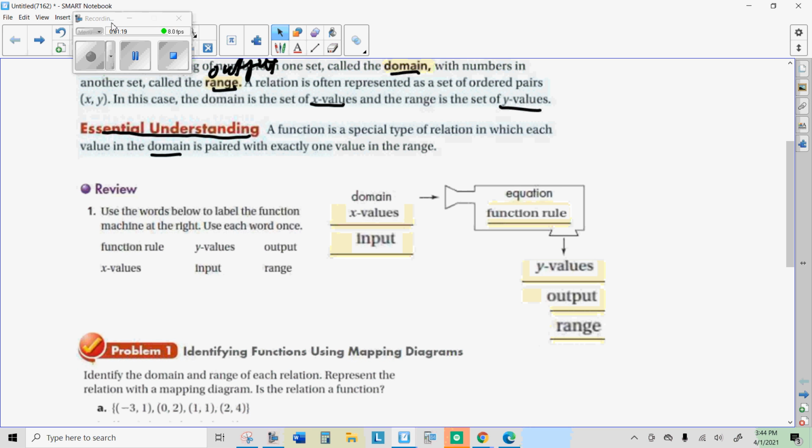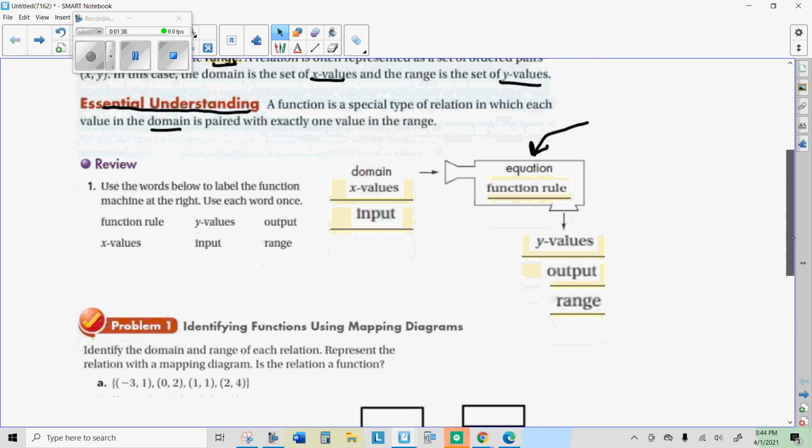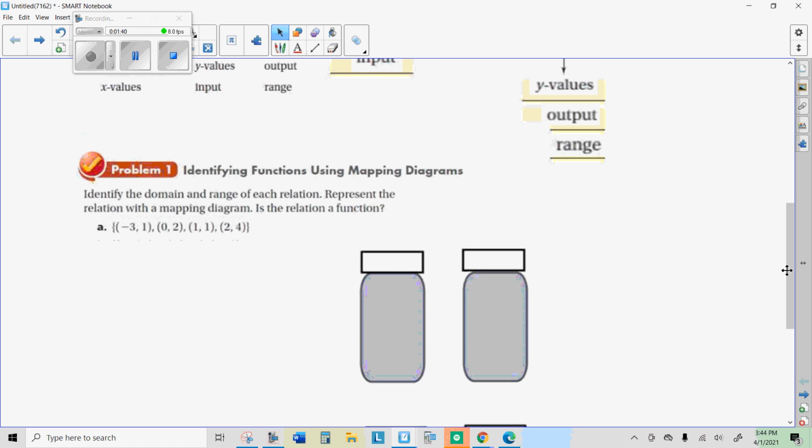Here you go. How'd you do? So the domain is what we're used to calling the input, or the x values. The range, the y values, the output, are all the same. And the function rule is what we normally have been calling an equation with an x and a y in it.